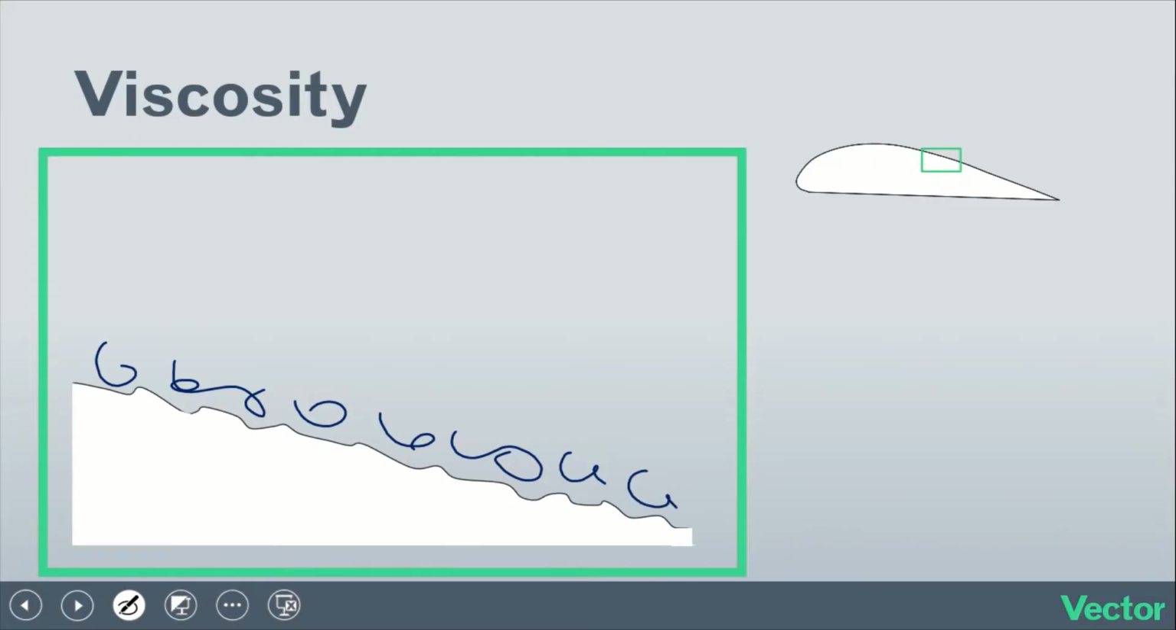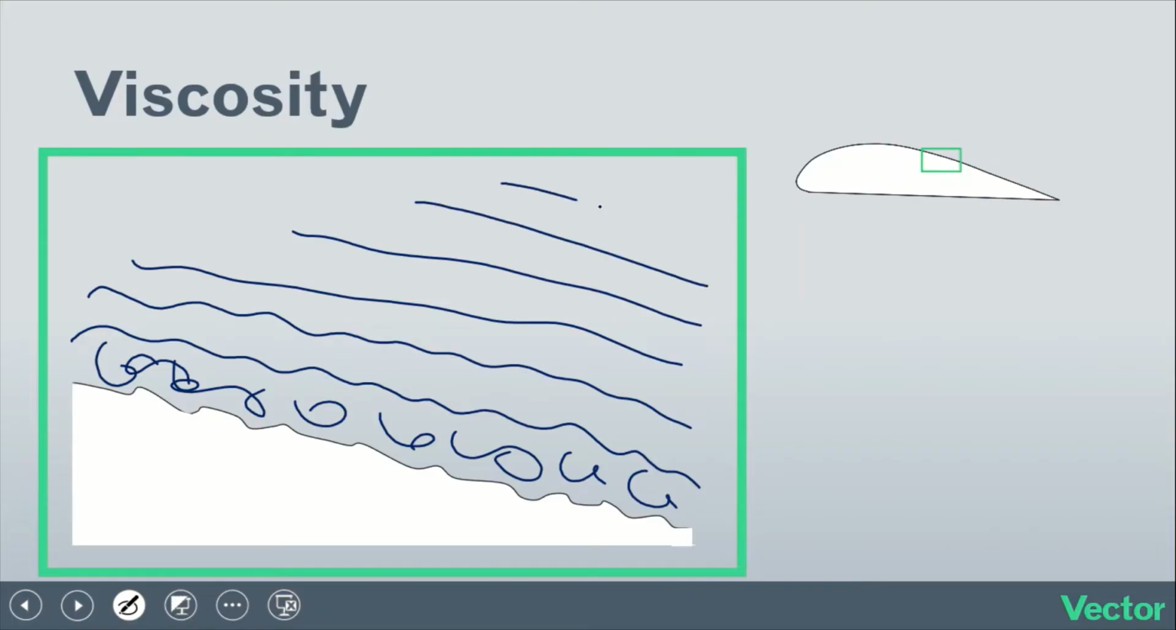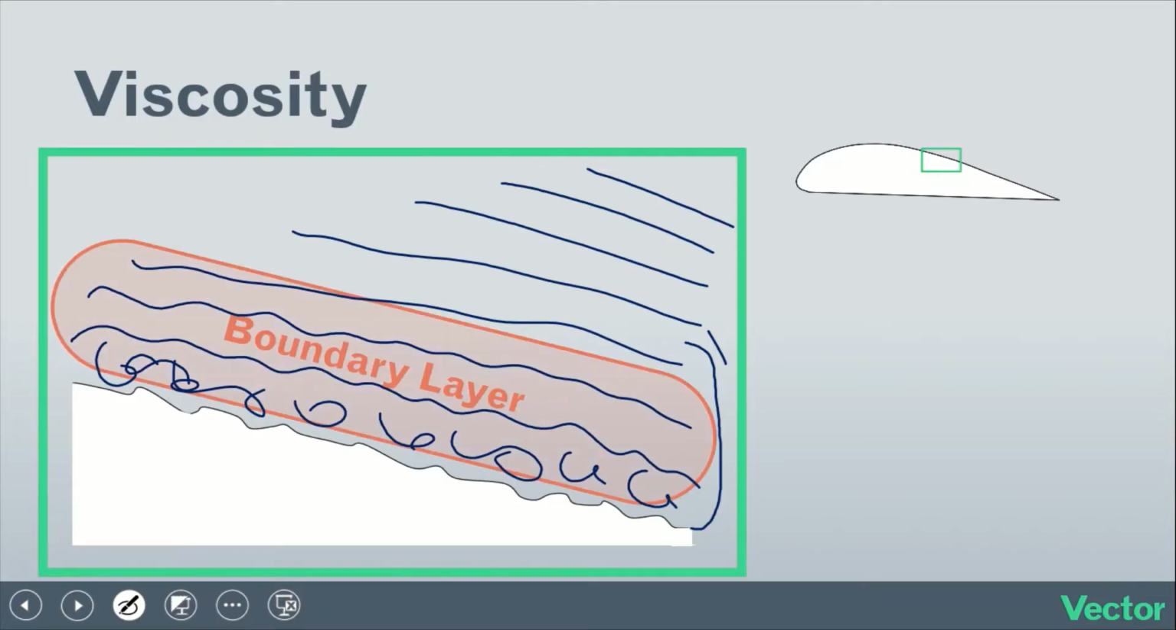Now, because of the viscosity of the air, because of the friction between layers, this area of stagnation right here sort of drags down the layer that's flowing right above it. And then again, because of the viscosity of the air, the layer that flows just above that one gets dragged down a little bit and slowed down a little bit, and so on, until we have smooth laminar flow. So we have this area of stagnation that gradually increases to smooth laminar flow. That area of stagnation is called the boundary layer.